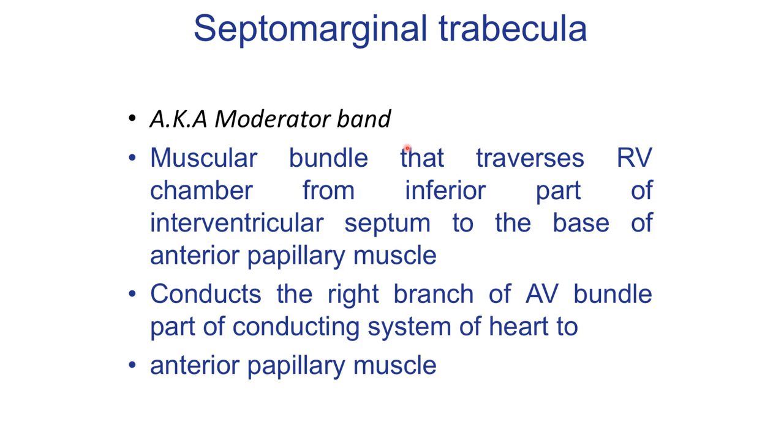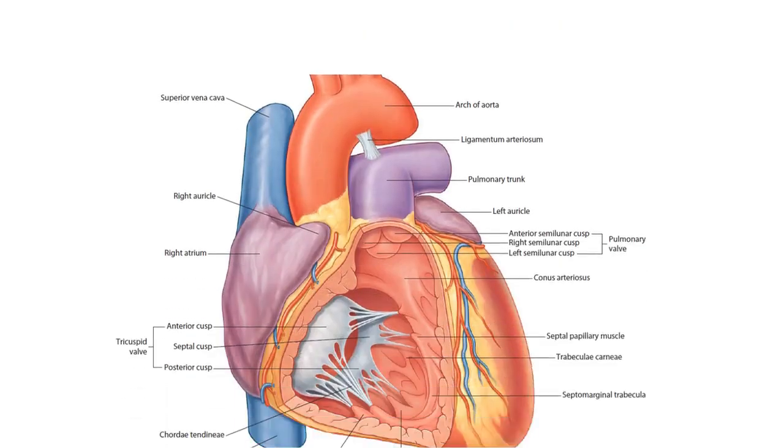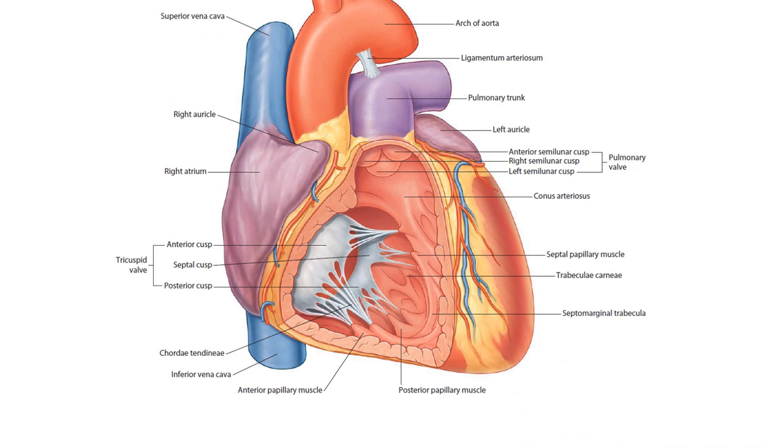And then, so the septomarginal trabeculi, sometimes regarded as the moderator band, is the muscular bundle that traverses from the inferior part of the interventricular septum to the base of the anterior papillary muscle, and it conducts the right branch of the atrioventricular bundle. We're going to see what the atrioventricular bundle is. That is the part of the conducting system of the heart to the anterior papillary muscle. All right, so that's the moderator band, the septomarginal trabeculi.